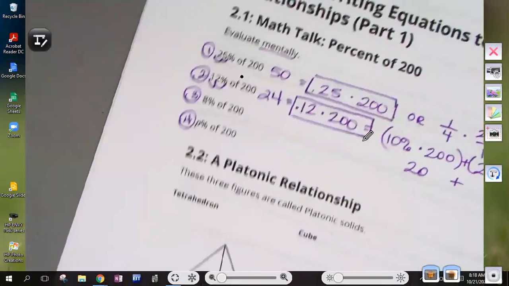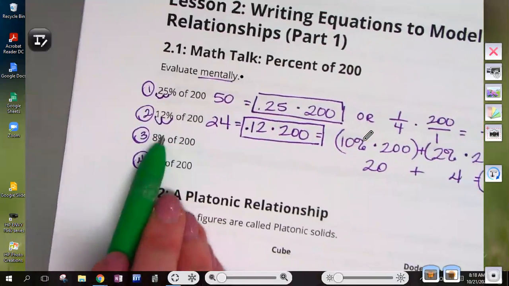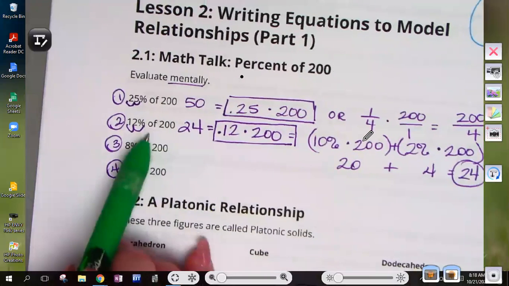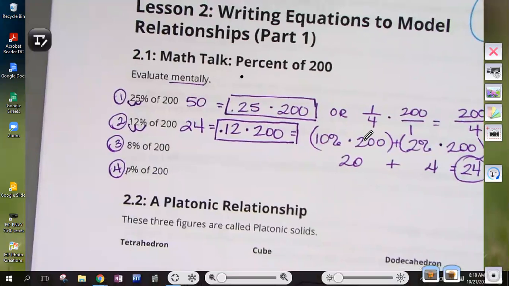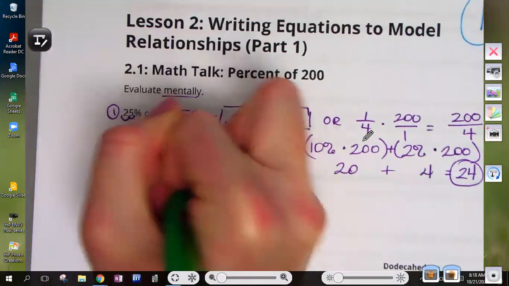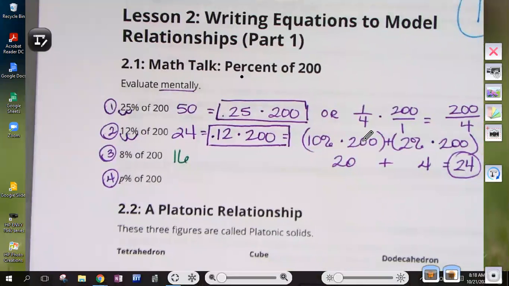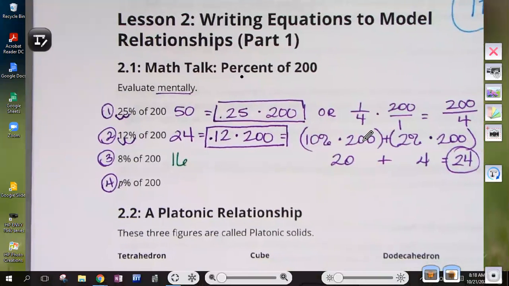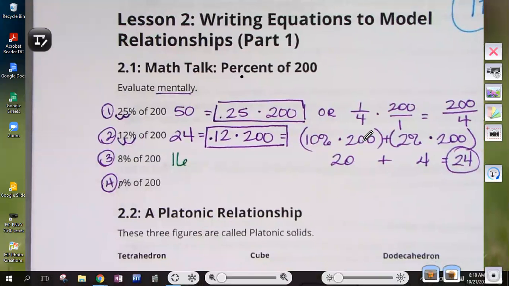All right, next one, we have 8% of 200. So who can do that just based off the way we just said? How could we do that one? What would it be, Hayden? It'd be 16. 8% of 100 would be 8, but it's 200, so we double it.